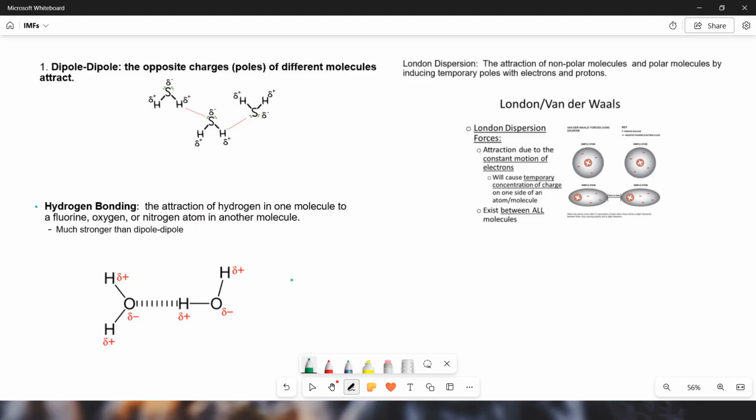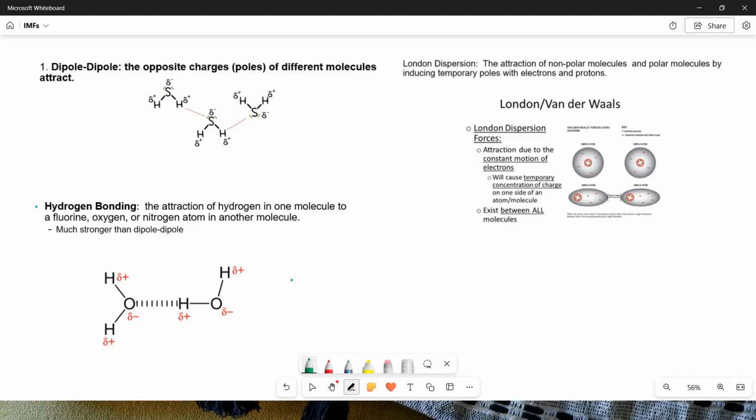That can be in a pure compound, like, for example, water, or it can even be water with sugar dissolved in it, and it can be between the water and the sugar in that solution. So let's just define what the three intermolecular forces are and where we would typically find them. In the second video, we'll do some examples.